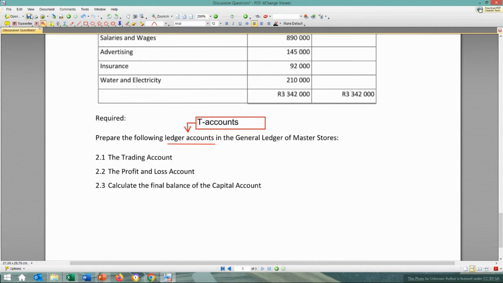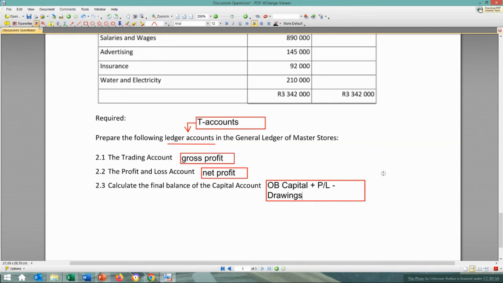Okay, so the trading account, we said we're working out the gross profit. The profit and loss account, we are working out the net profit. And then if we need to calculate the final balance of the capital account, it is our opening balance for your capital plus your profit and loss less your drawings for the year, which will give you your closing balance. Okay, so let's do the trading account and follow the steps that we need to.